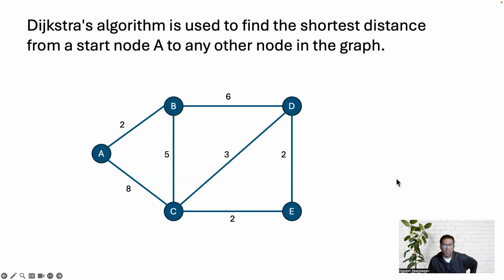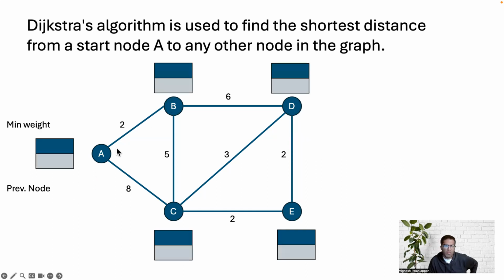So Dijkstra's algorithm is used to find the shortest distance from a start node A to any other node in a graph. Now, in this example below, we have 5 nodes connected by a series of edges that have weights on them. And these weights can either represent the distance between the two nodes, or we can also have them represent the time it takes to get from one node to another. For this example that we're going to look at, we can assume these will be distances.